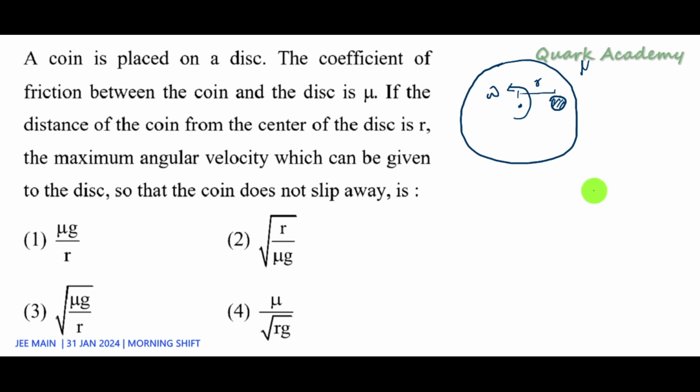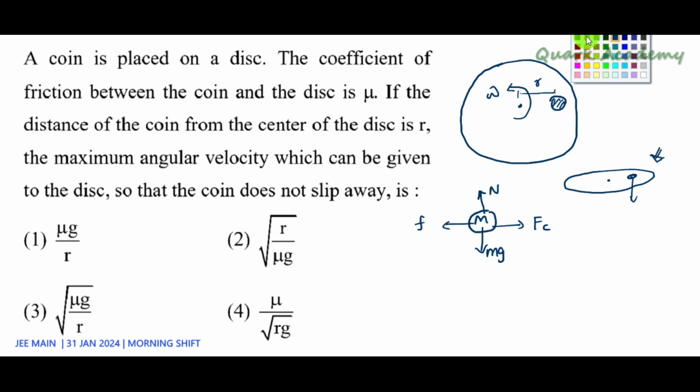So this is a top view. Let's see the side view. You can think that the disk is into the screen and this is our coin. Let's see what forces are acting on our coin. Let's consider the mass of the coin is m. The gravitational force will act downward, the normal force will act upward, and the centrifugal force will act outward. Frictional force will act in this direction.